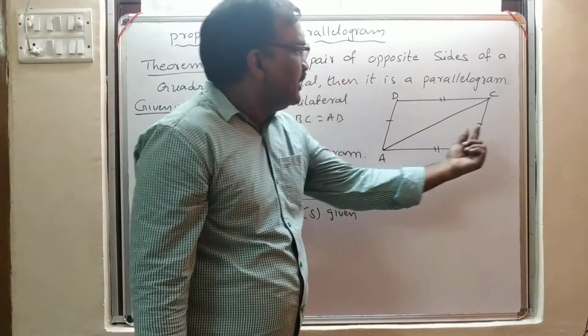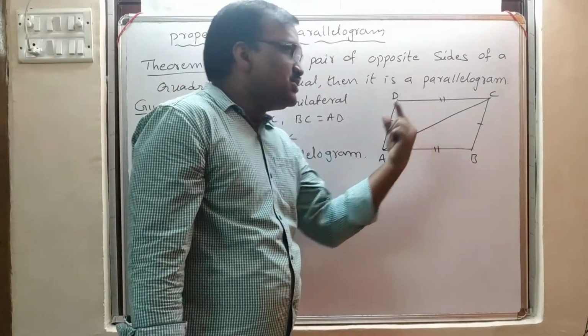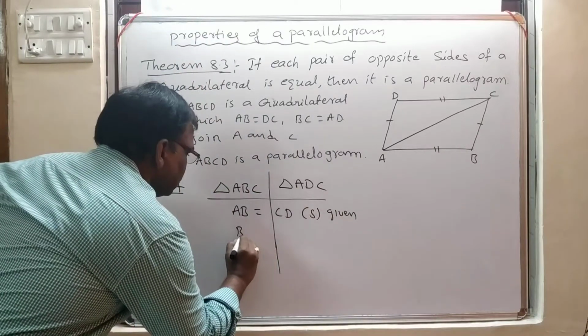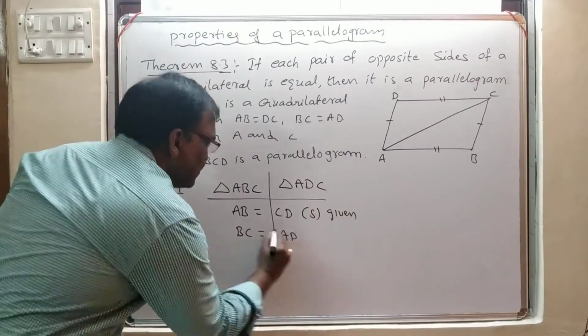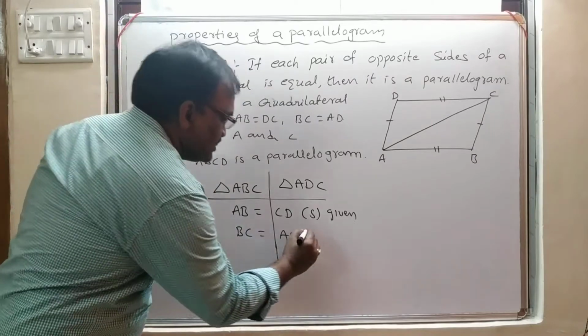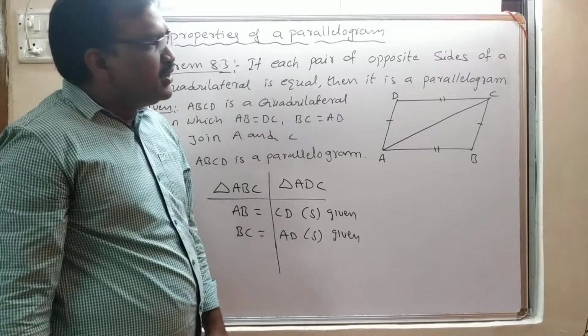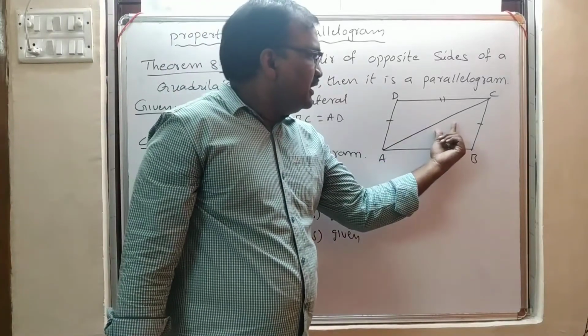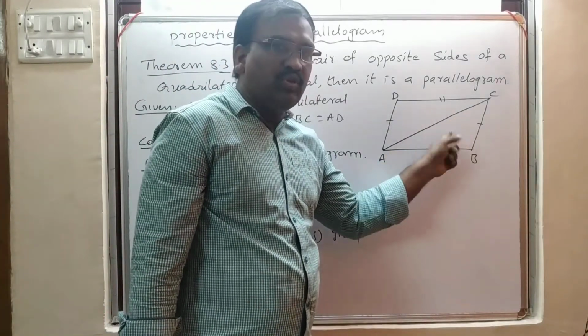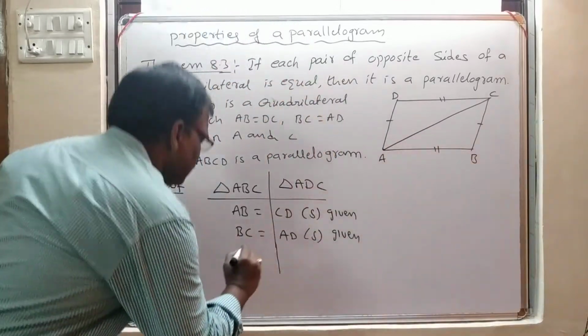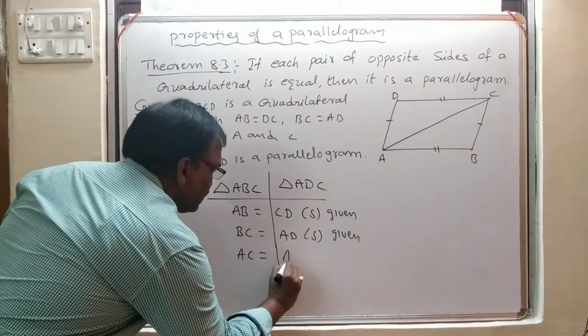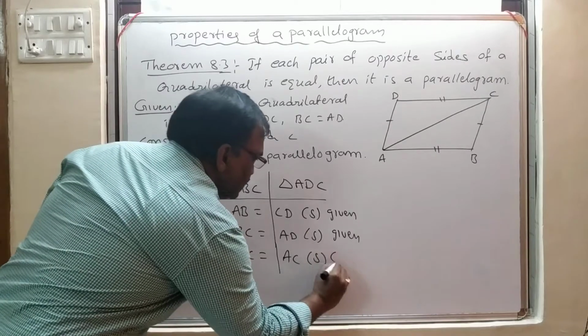Next, BC is equal to AD. This is also given. This is also a side. One more condition: AC is equal to AC. This is the common side in both the triangles. So AC is equal to AC. This is the common side.